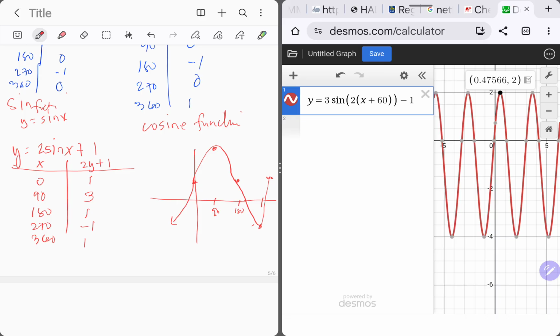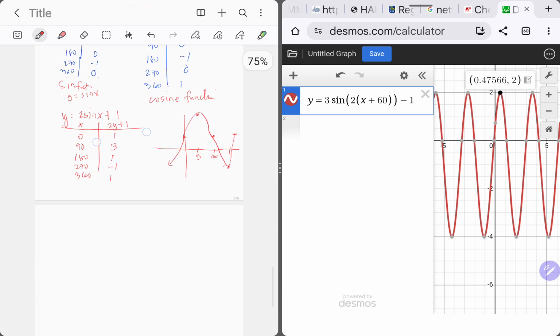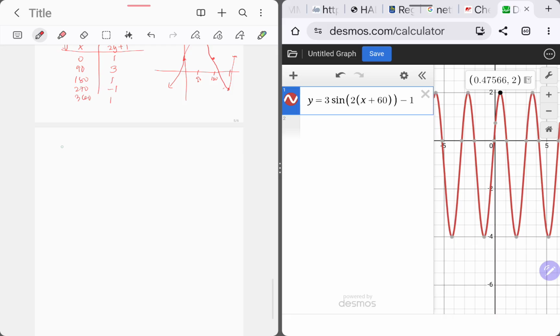Okay, let's do another example here, this time for cosine. So for cosine, let's just create the table first. When y is equal to cosine of x, the table will be: when x is equal to 0, your y is equal to, of course, 1. When x is 90, this is 0. When x is 180, this is negative 1. And if it's 270, then that's 0 there. And if it's 360, then that is 1.